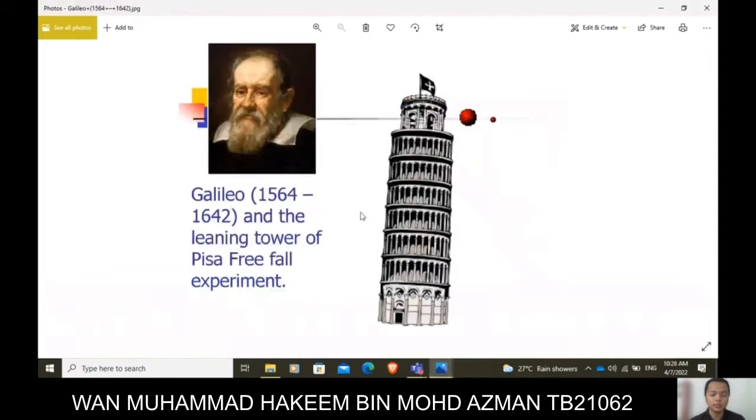Historically, in the 16th century, Western Europeans assumed that whenever a 10 kilogram object falls to the ground, it will fall faster than a 1 kilogram object. However, Galileo Galilei, 1564 until 1642, did an experiment. He dropped two unequal masses from the Leaning Tower of Pisa, and he found that the two objects fall to the ground at the same speed.